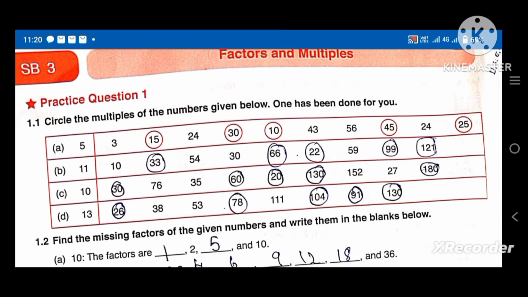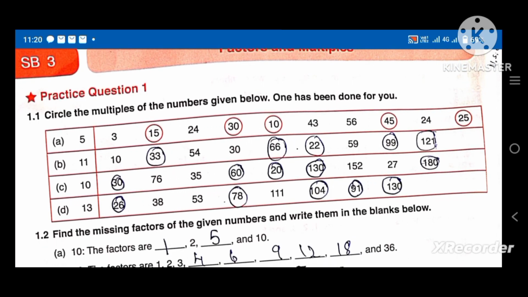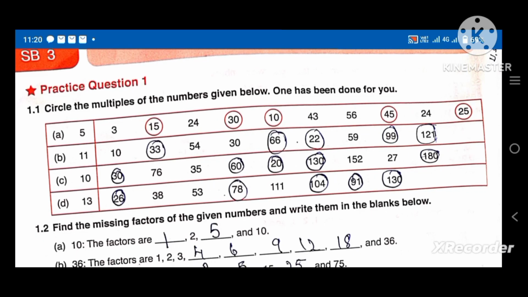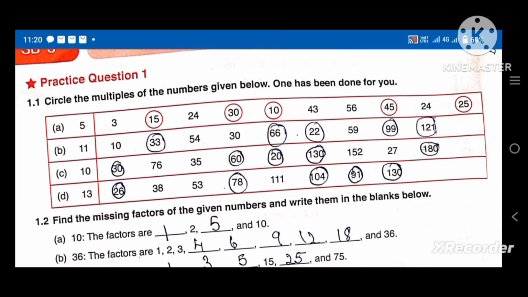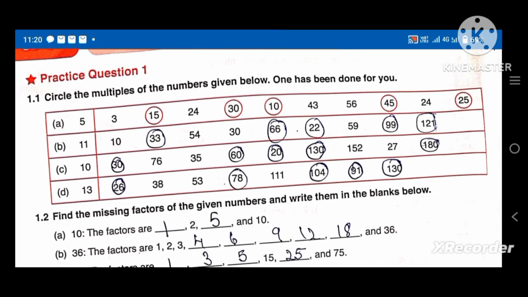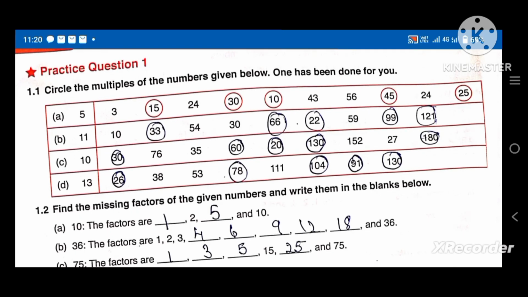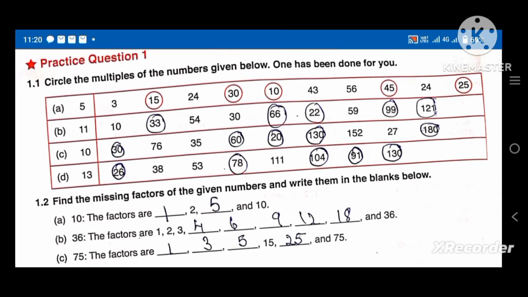C. 10. Number 10 multiples are 30, 60, 20, 130, 180. These numbers are divisible by 10, and these are also multiples of 10. Number D. 13, 26, 78, 104, 91, 130.